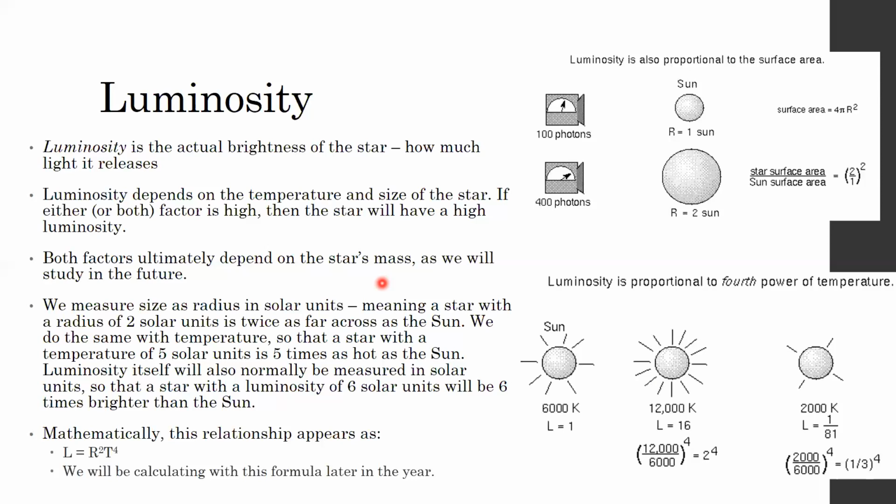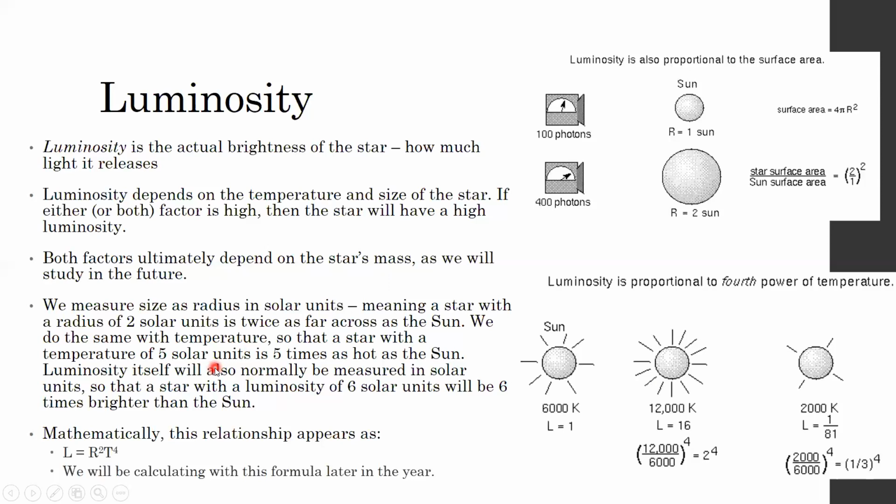So if I say that a star has 3 solar radii, that means it is 3 times as large as the sun. If I say a star has 15 units of solar luminosity, then it is 15 times brighter than the sun, and so on. And you can see some other comparisons here.